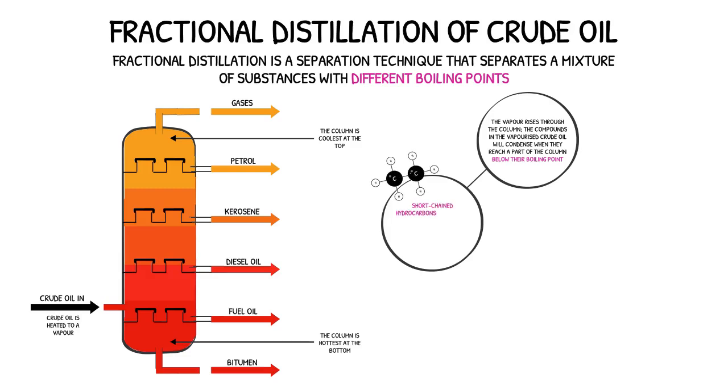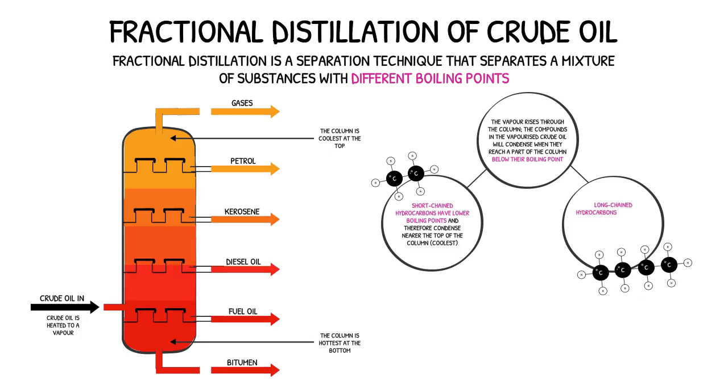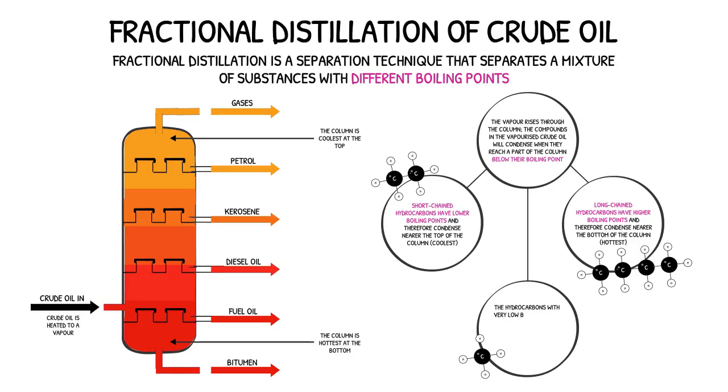The shorter-chained hydrocarbons with fewer chemical bonds will have much lower boiling points and will therefore condense near the top of the fractional column where it is coolest, whereas your longer-chained hydrocarbons with far more chemical bonds will have much higher boiling points and will therefore condense near the bottom of the fractional column where it is hottest. The hydrocarbons with very low boiling points do not condense at all. Instead, they leave from the top of the fractional column as a mixture of gases.